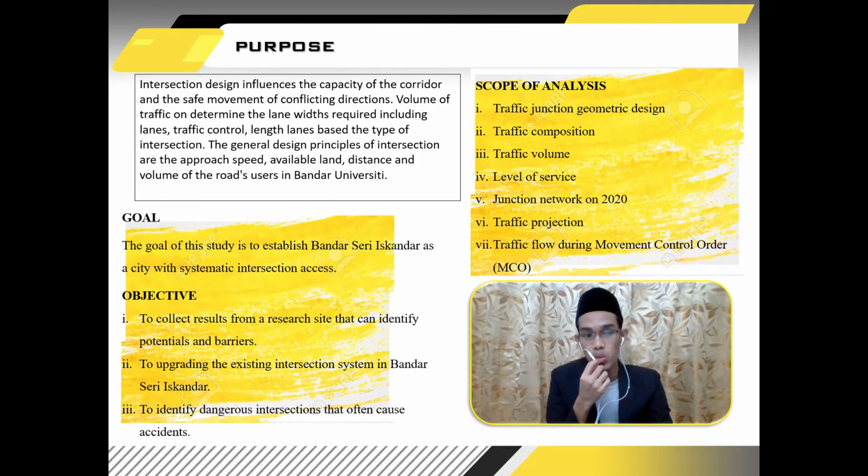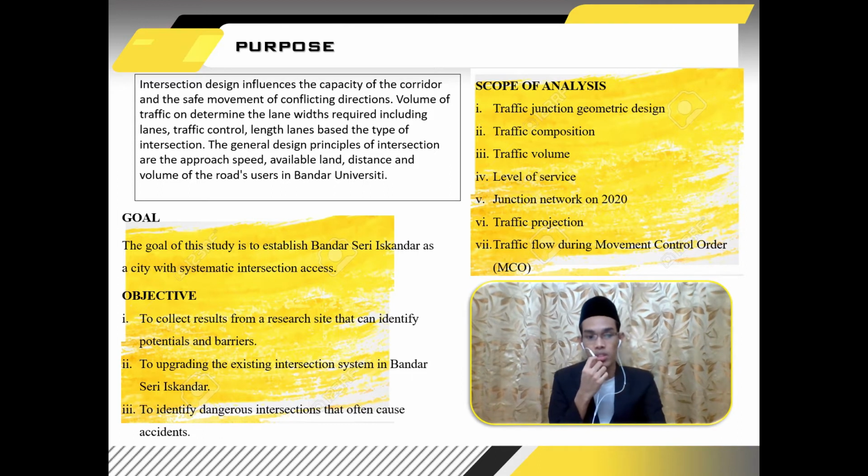So we move to the goal of this study, which is to establish Bandar Seri Iskandar as a city with systematic intersection access. After that, the objective is to collect results from a research site that can identify potential and constraints, to upgrade the existing intersection system in Bandar Seri Iskandar, and to identify dangerous intersections that often cause accidents. After that, the scope of analysis. Firstly, traffic junction geometric design, traffic composition, traffic volume, level of service, junction network in 2020, traffic projection, and traffic flow during the movement control order. So that is the purpose.